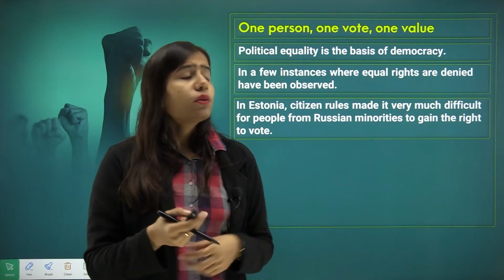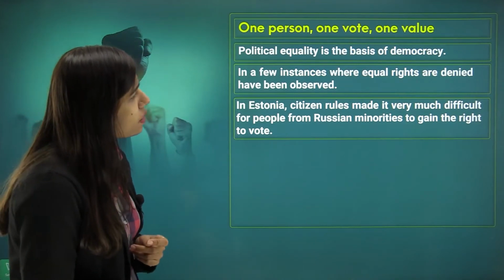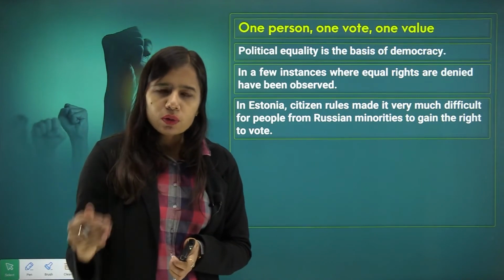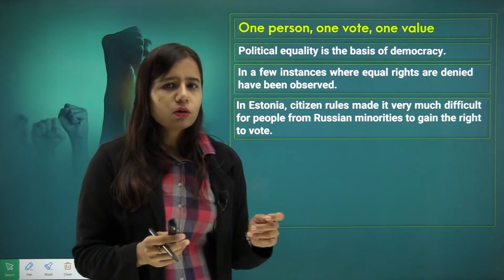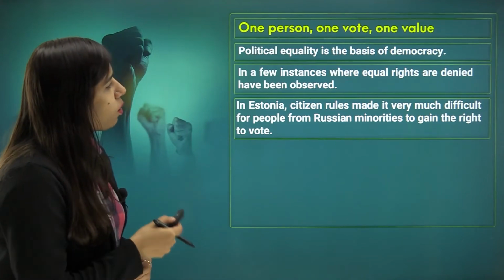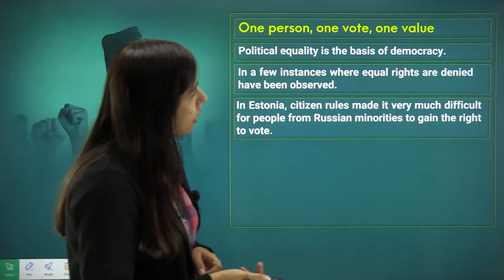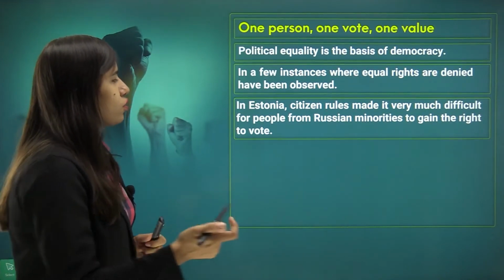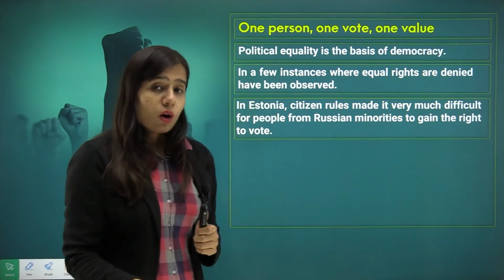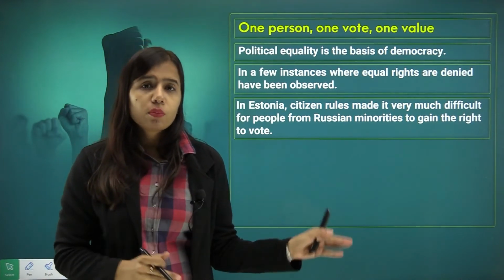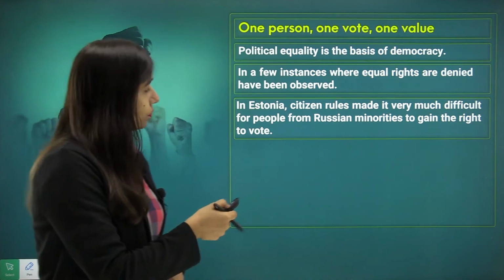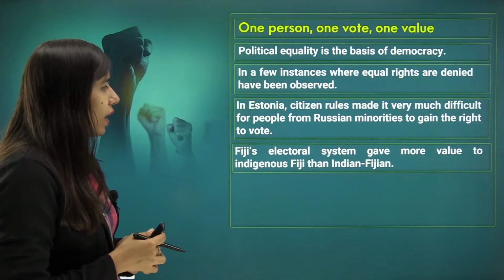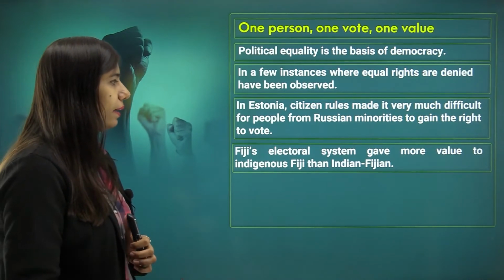Now let us take some examples. In a few instances, denial of equal rights has been observed. In a few countries equal rights were denied. How? देखते हैं, एस्टोनिया में क्या हुआ? Citizenship rules made it very difficult for people from Russian minorities to gain the right to vote. एस्टोनिया इज वन ऑफ द कंट्रीज. इस कंट्री के अंदर क्या हुआ, जो रशियन माइनॉरिटीज थी उनको प्रॉपर वोटिंग राइट्स नहीं मिले, है ना, विच इज रॉन्ग. In Fiji, the electoral system gave more value to indigenous Fijians than Indian Fijians.